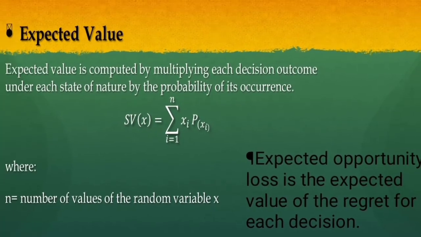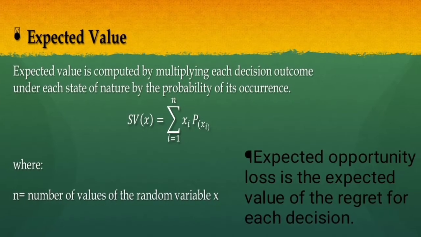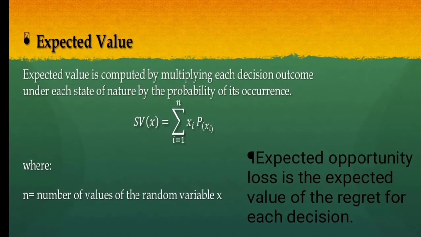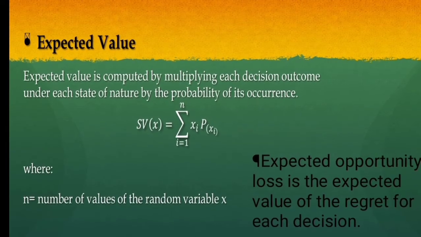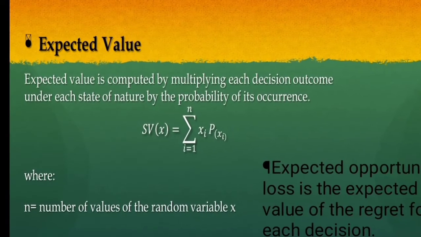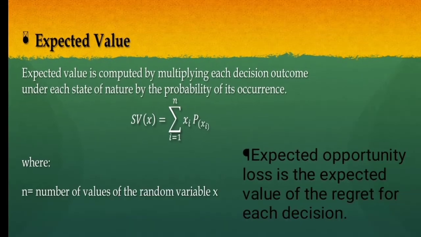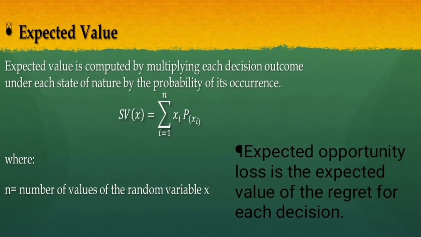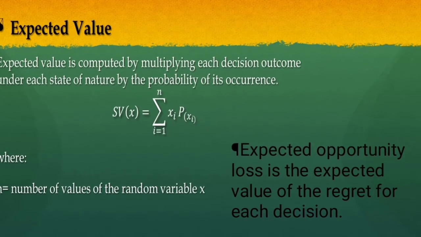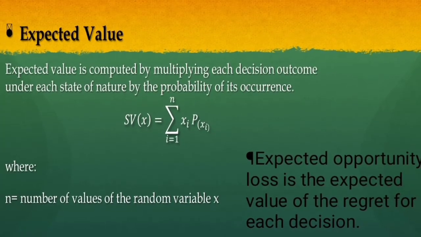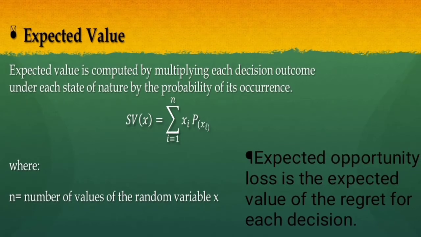Once this estimate has been made, the expected value for each decision alternative can be computed. The expected value is computed by multiplying each decision outcome under each state of nature by the probability of its occurrence. What is presented here is the computation of the expected value of a random variable x.